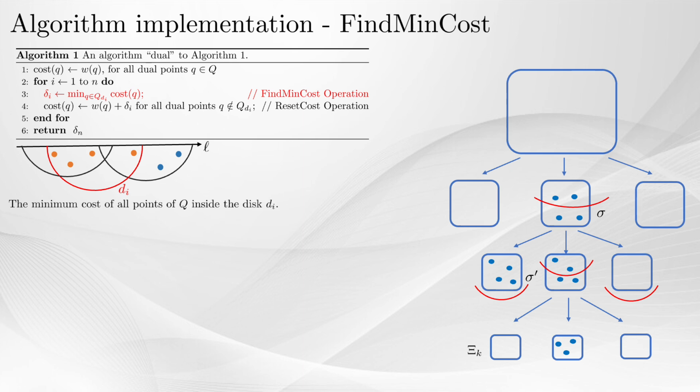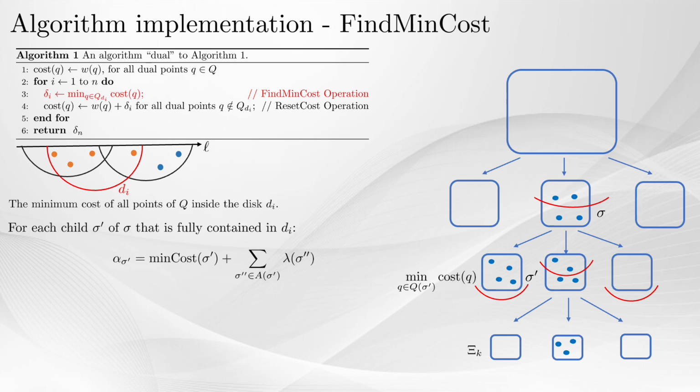And for a cell sigma prime that doesn't intersect at all with the lower arc of di, we don't need to care about it because we know there is no point in that cell covered by di. Then let's start from the first condition, where sigma prime of sigma is fully contained in di. Because in the pre-processing part we already found the minimal cost of sigma prime, we only need to check each lambda value of its own ancestor cells. Then we can use alpha sigma prime to record the minimal cost of all points of sigma prime that are covered by disk di.